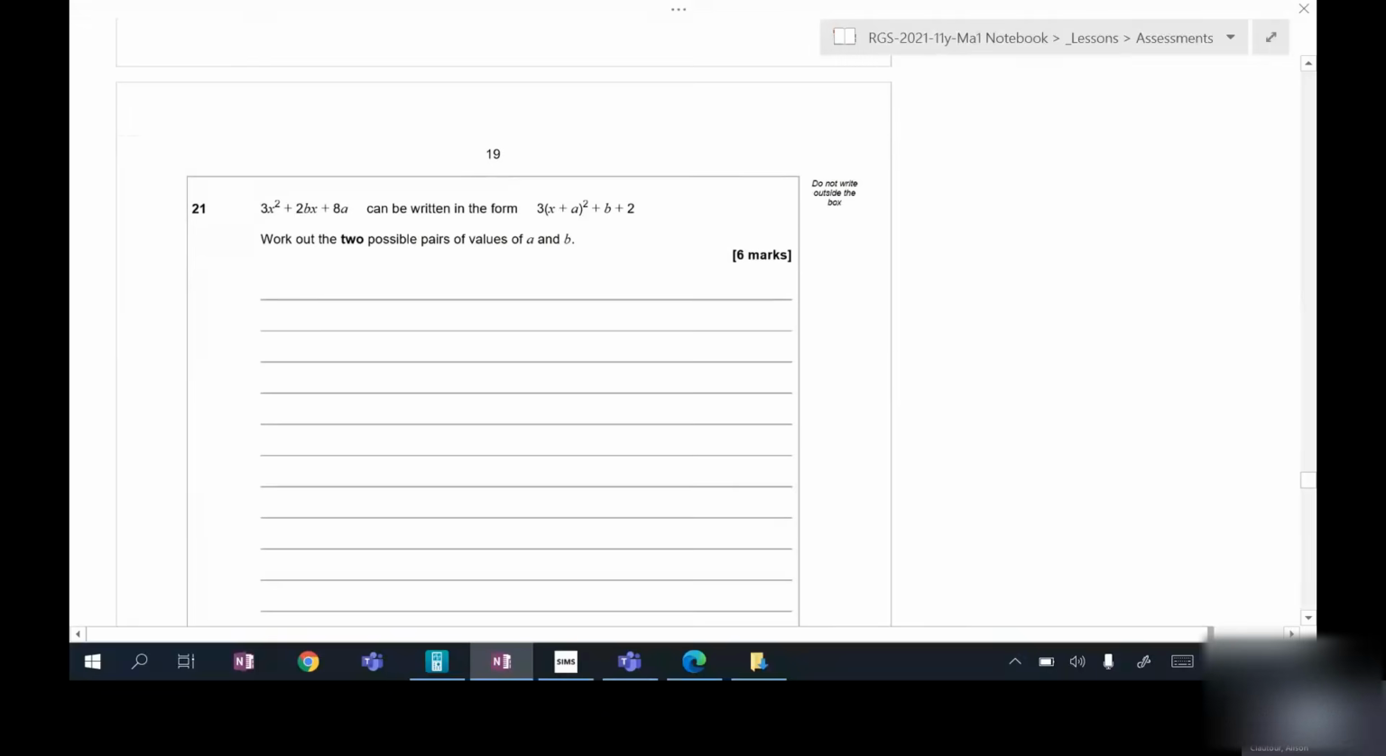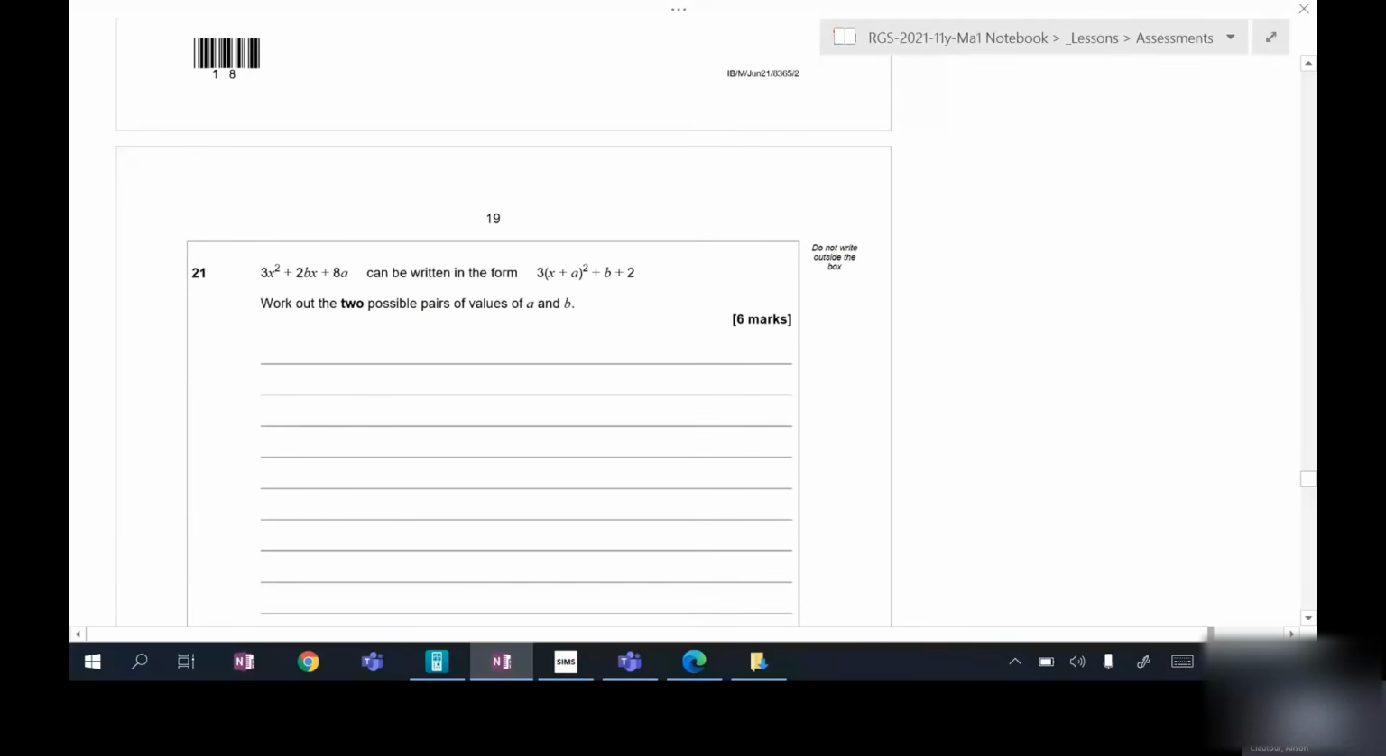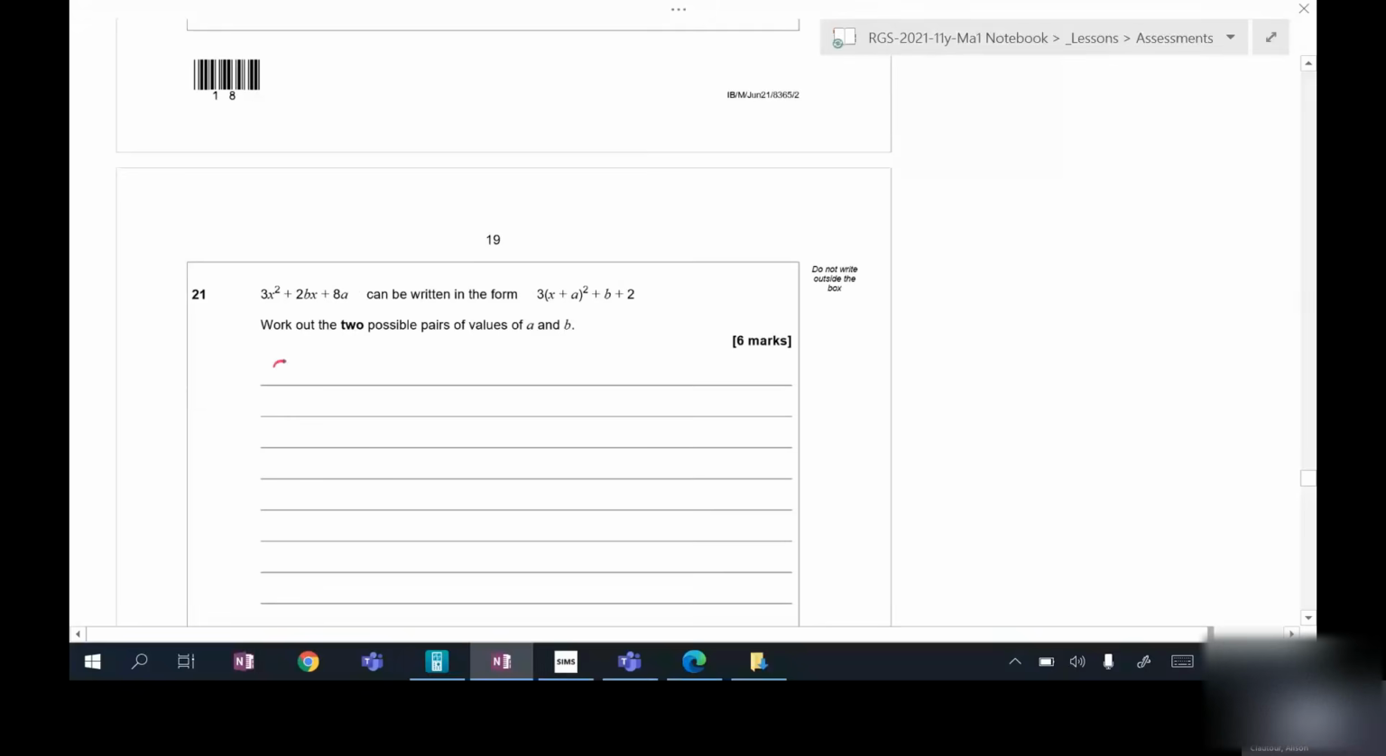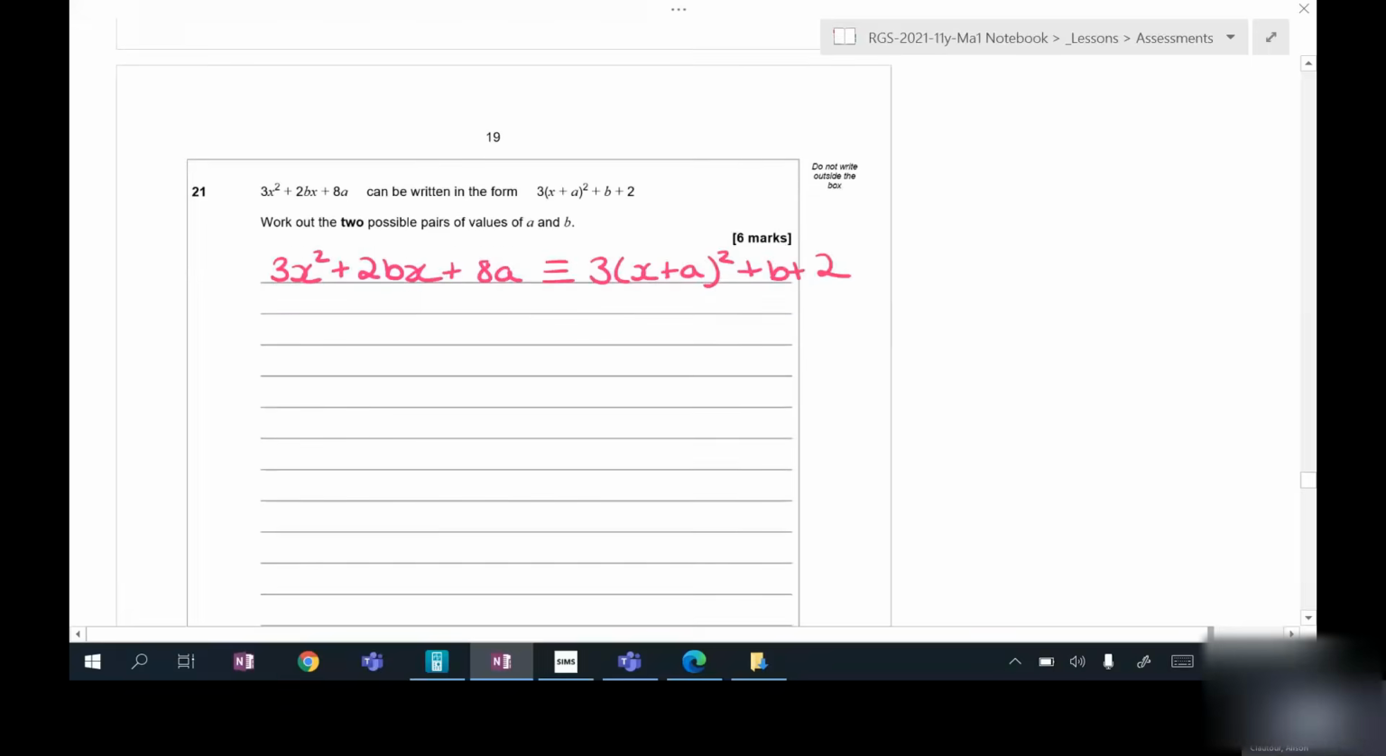And the last question. This is an identity, there's no identity symbol, but it's the same. We could write it as 3x squared plus 2bx plus 8a is identical to this other side. Remember, with identities, you have to expand all the brackets and equate coefficients. So I'm going to expand my brackets for x plus a, which is x plus a multiplied by x plus a.